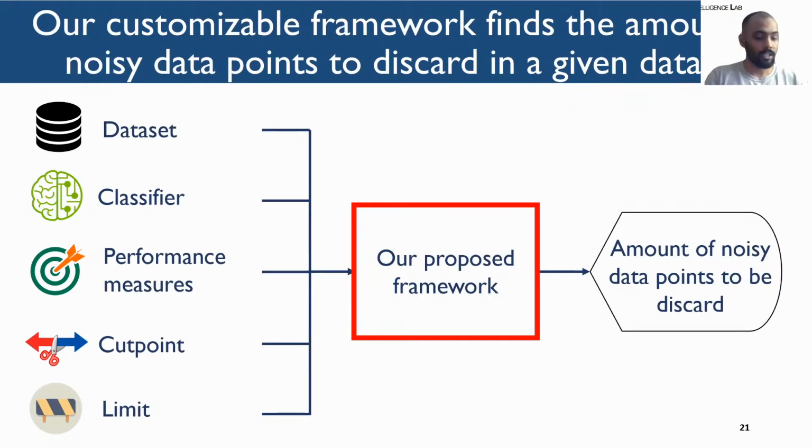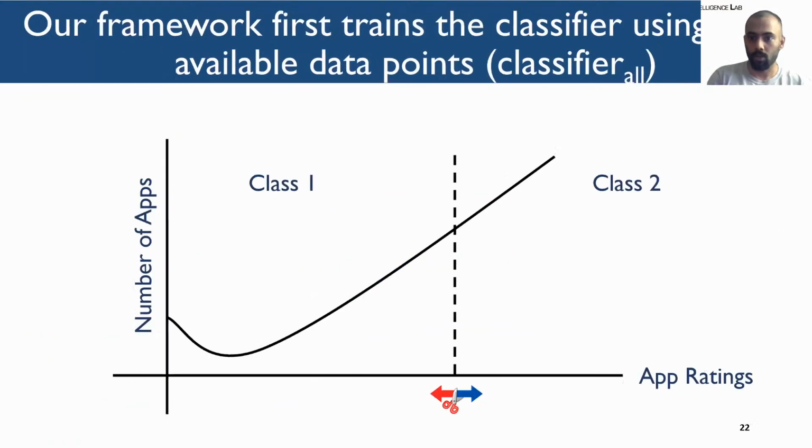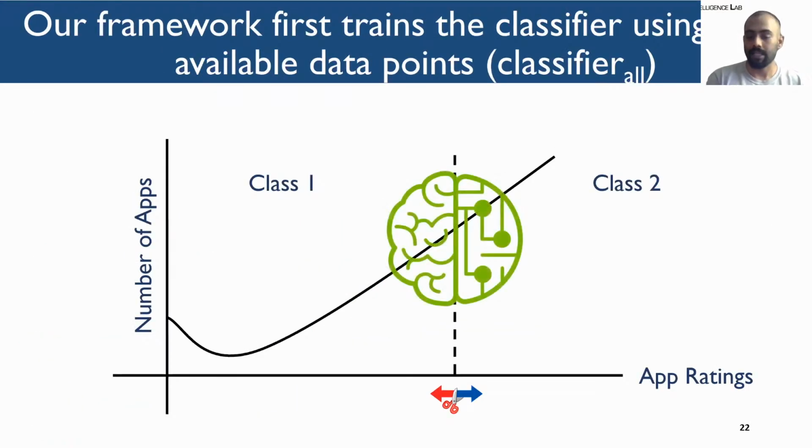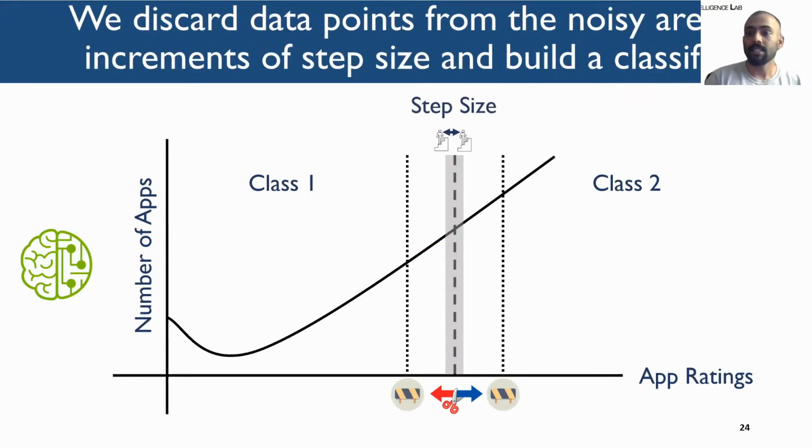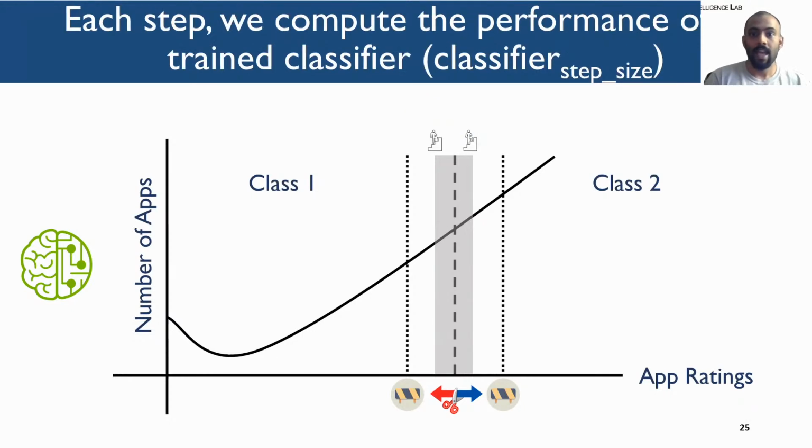And finally, moving on to how our framework works, first, we take the whole data set, we cut it at the cut point and build a classifier. And we call this the classifier all. And then we start discarding noise from the noisy area in increments of step size. This step size determines the granularity of the analysis. And each time after discarding the amount determined by step size, we compute the performance of a classifier that is built on the data without these data points. And we call this classifier step size.